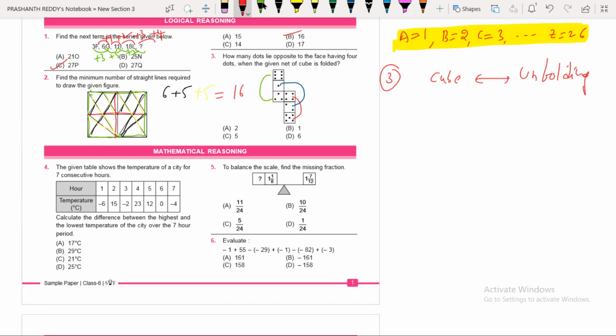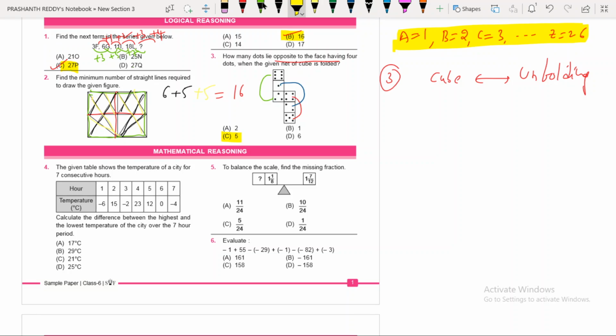The question is, when the given net is folded into a cube, find the face opposite to the face having 4 dots. Opposite to the face having 4 dots, what is your answer? 5 is your answer. Therefore, this question's answer is 5, whereas this question's answer is 16, and this question's answer is the third option. I hope you understood. These are the 3 different questions we have discussed in logical reasoning.